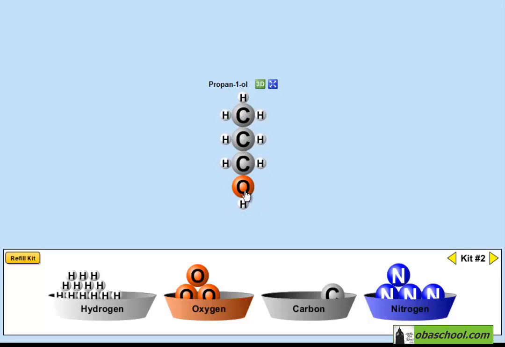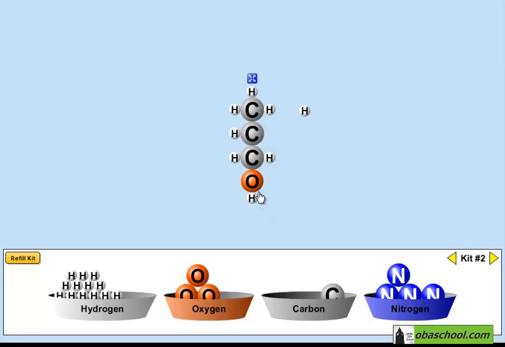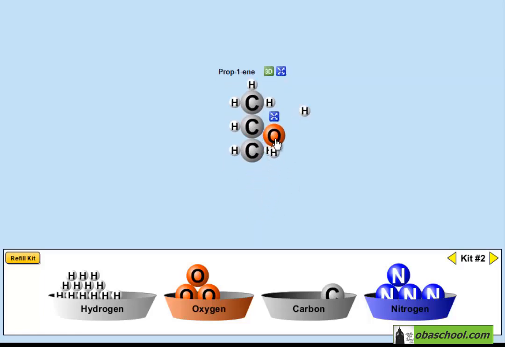To make a structural isomer of 1-propanol, I'm going to keep the same atoms, but I'm only going to change their bonds. So instead of having the oxygen bound to the first carbon, I'm going to bind it to the second carbon. This becomes 2-propanol, or propan-2-ol, which is a structural isomer of 1-propanol, a different molecule.